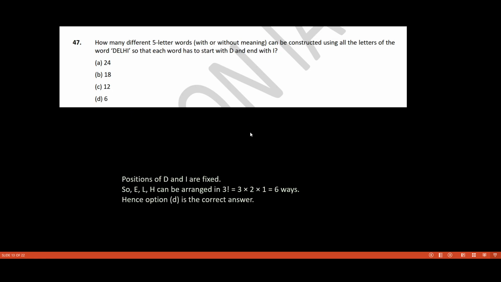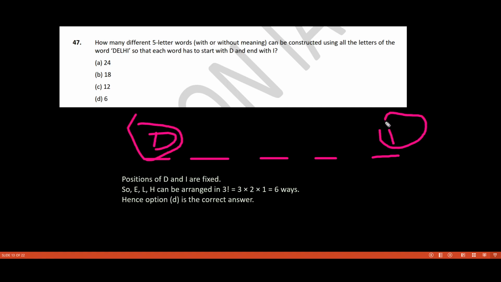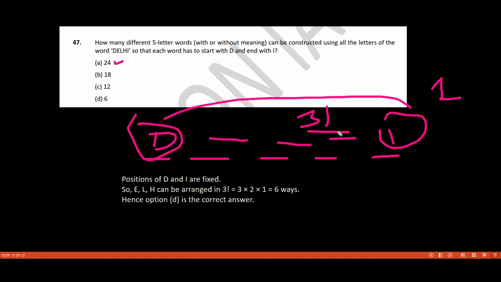Let's move on to the UPSC question first. See the question, it is very easy. In how many ways can different 5-letter words be constructed using all the letters of the word Delhi, so that each word has to start with D and end with I? We take 5 places. Here we have fixed D and we have fixed I here. Now we are left with only 3 letters, which can be arranged in factorial 3 ways. So we get the answer 6 ways. So this was our UPSC question and it's very easy. All right, let's move on.